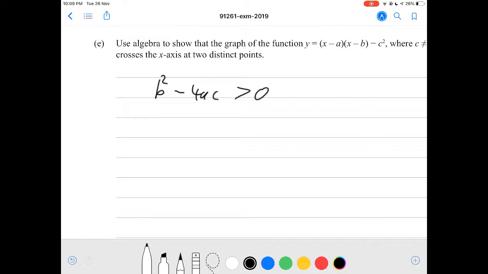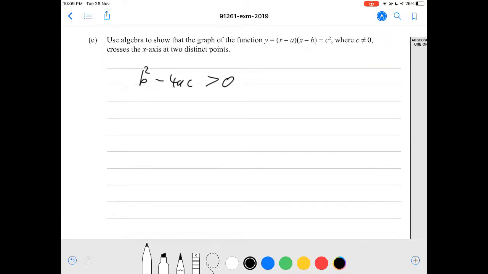4ac should be greater than 0. You want to prove that with this equation it's always going to be greater than 0. For this equation, your a, b, and c values are not really clear right now. So first things first, you're going to have to expand this out into the ax squared plus bx plus c form. So that's not too bad.